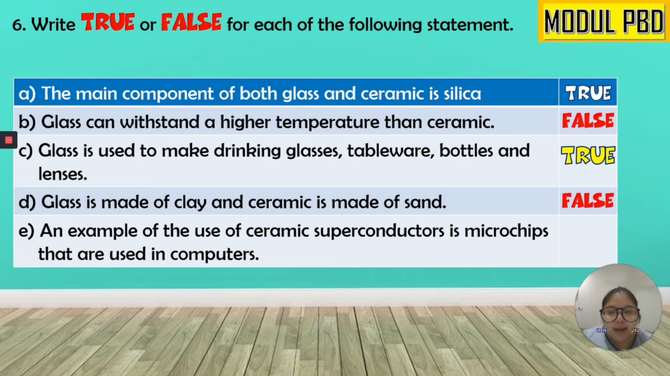Okay, then we go to E. An example of the use of a ceramic superconductor is a microchip that is used in computers. So the answer is correct. So that's true. Okay, this one's the answer for question 6.